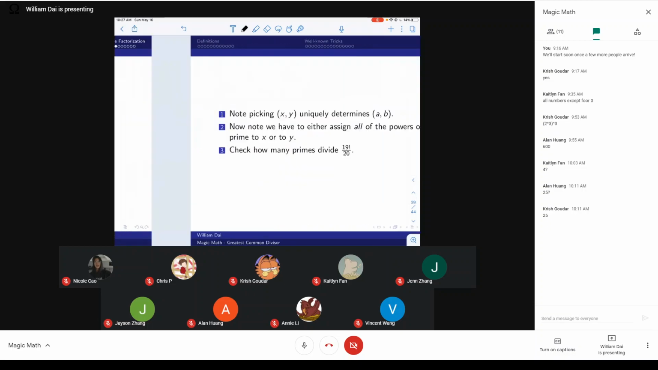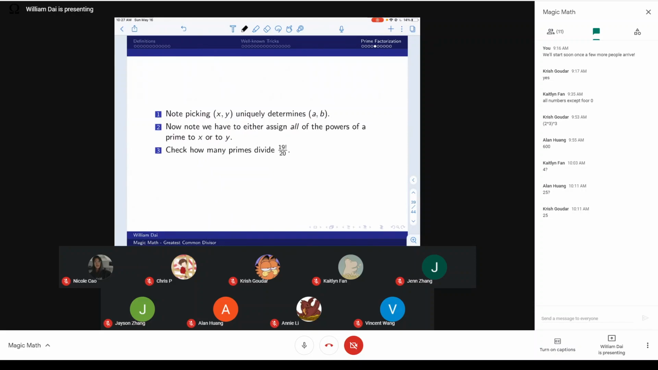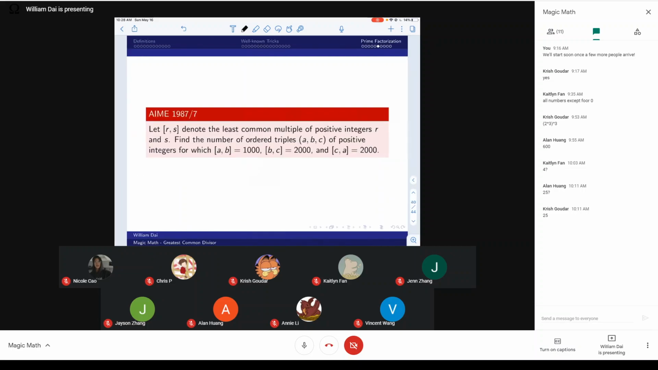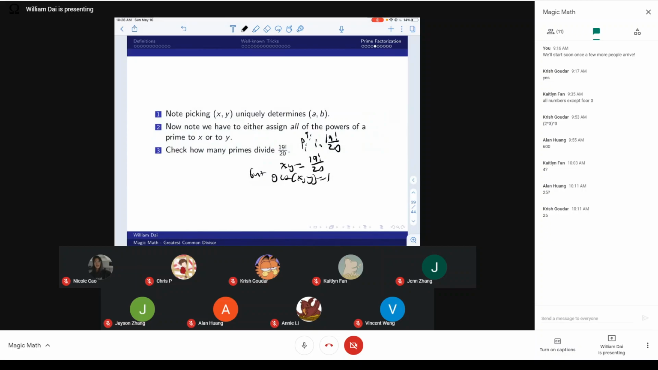Okay, so now we're going to do some prime factorization analysis here. Say there's a p_i to the q_i in 19 factorial divided by 20. In order for xy to equal this, we have to assign these primes somewhere in x and y. But they have a greatest common divisor of 1, so they can't share any prime. So all of these primes must go to one of x and y. And then basically we just check how many primes divide 19 factorial divided by 20.